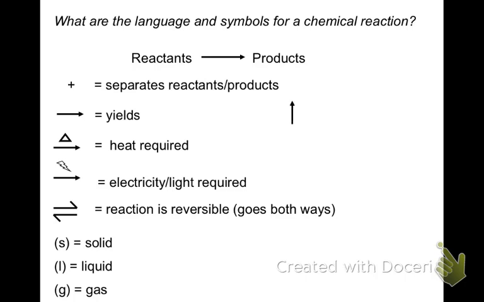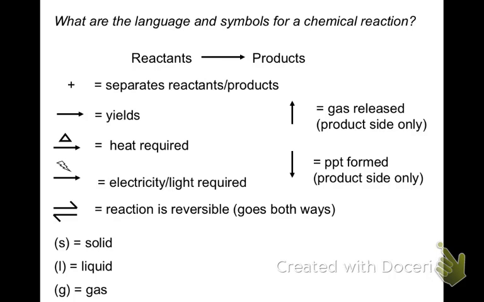An arrow up means a gas is released. So on the product side, if what you are forming is a gas that's released, you can put an up arrow next to it instead of the G for gas. You can show a down arrow to show that a precipitate is formed on the product side instead of an S for solid. So if what you make is a precipitate, then you can put a down arrow next to it to show that it's a precipitate. And then finally, if you have in parentheses aq, that means that it's neither solid nor liquid nor gas, but it's something that's aqueous, which means it's dissolved in water.